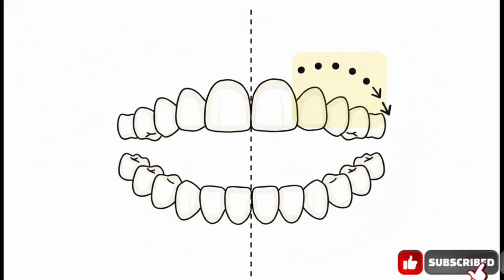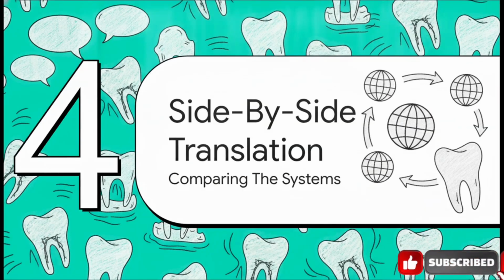It's incredibly logical. The first digit represents the quadrant itself. For permanent teeth, the quadrants are numbered 1 through 4. And for primary teeth, they're numbered 5 through 8. Now, that first digit works completely independently from the second digit. That second digit just represents the tooth's specific position from the center of the mouth moving outward, numbered 1 through 8.